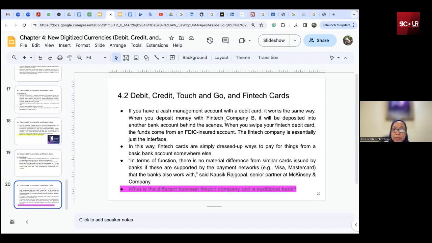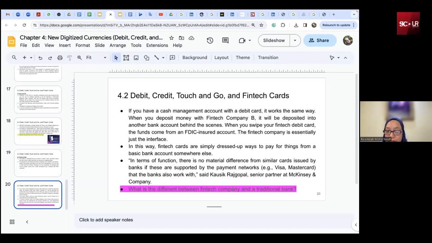So if you have a cash management account debit card, it works the same way. When you deposit money to fintech company B, it will deposit into another account behind the scenes. So when you swipe your fintech debit card, the funds come from the FDIC insured account. The fintech company is essentially just the interface. Kan? Macam Boost apa semua tu. In this way, fintech cards are simply dressed up ways to pay for things from a basic bank account somewhere else. So in terms of function, there is no material difference from similar cards issued by the banks if these are supported by the payment networks, Visa or MasterCard, that the banks also work with.